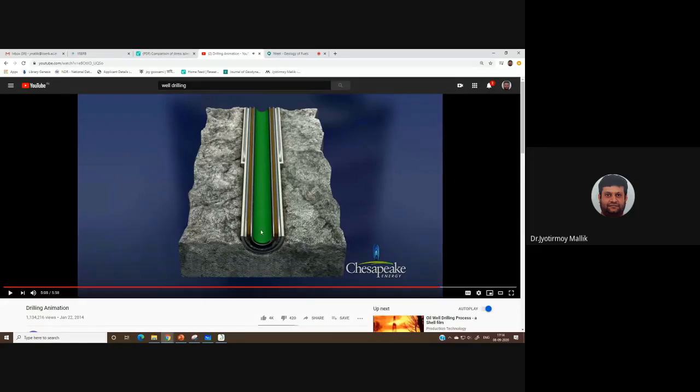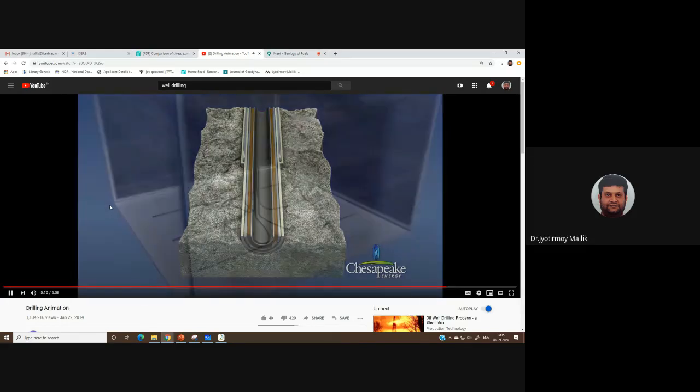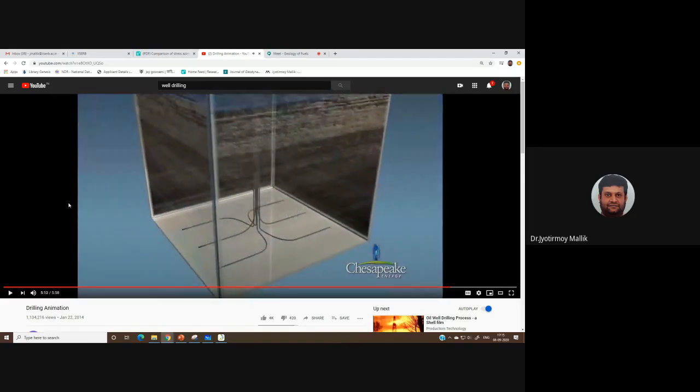So after the production casing, there is a third layer of protection that is put, which we did not discuss in the last class, which we call production tubing. So this is another piece of pipe which is pushed inside. So around 7 layers of protection are there. Now these are very complicated looking wells, as you can see.